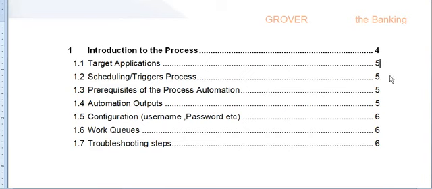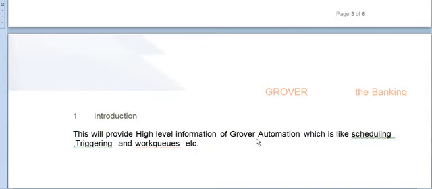For example, the runbook first contains an introduction to the process, how the process will work, and what all the components of this process are. For example, this will provide high-level information of the automation, such as scheduling, triggering, and work queues, etc.